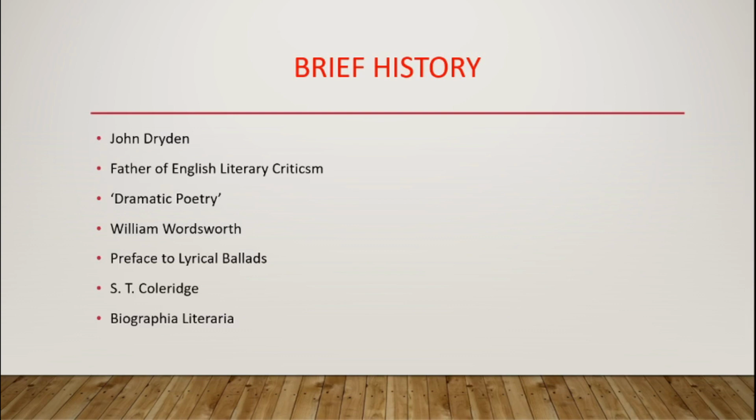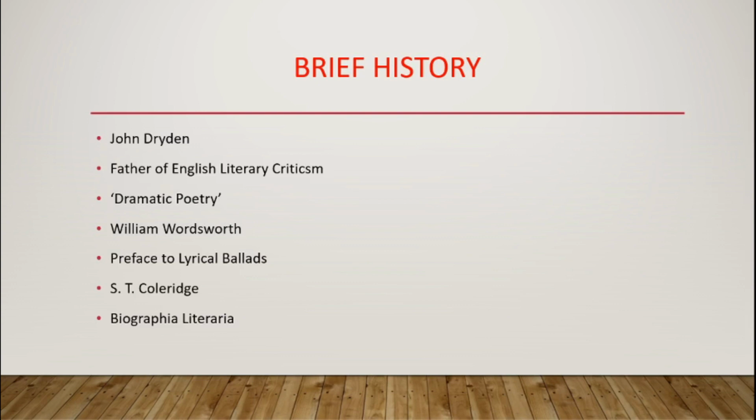So next was S.T. Coleridge. He was a friend of William Wordsworth, and actually he did not like the ideas of William Wordsworth. So therefore he wrote Biographia Literaria. Actually he started to write this book because of the Lyrical Ballads, published in 1798, which is the beginning of the Romantic period. And Wordsworth added a preface in the 1800 edition.